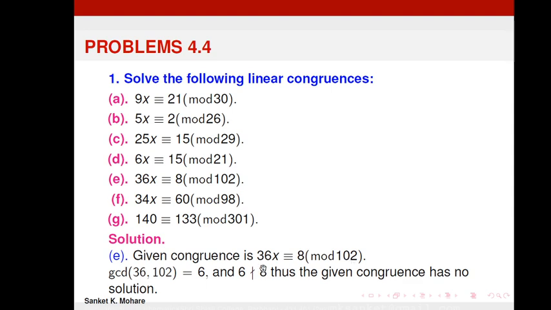So therefore GCD of 36 comma 102 is 6, and as 6 does not divide 8, this congruence equation has no solution by the theorem. So therefore this congruence has no solution.